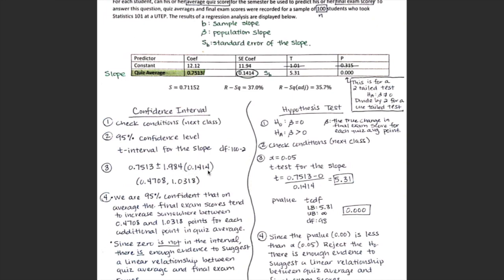And then how much is a standard deviation worth? It tells you up here in the table, right? So just follow your slope, standard error for the slope right there. Then when you subtract, you should get this number. When you add, you should get this number.